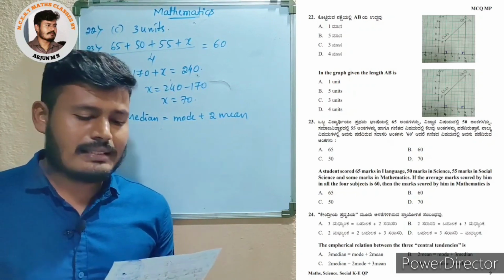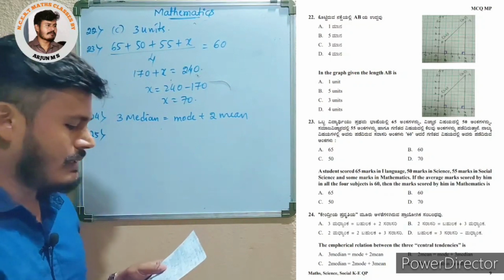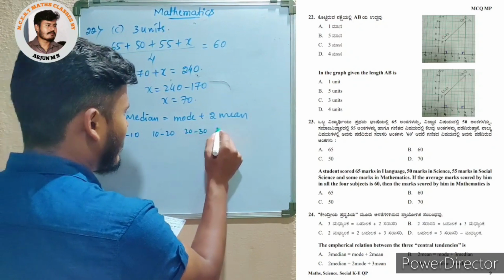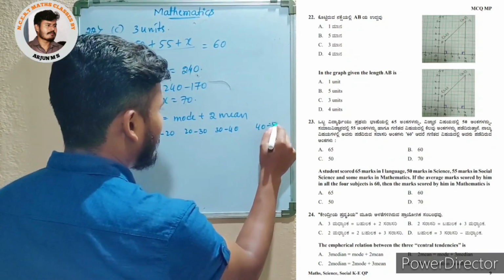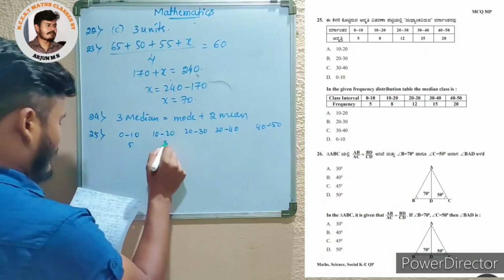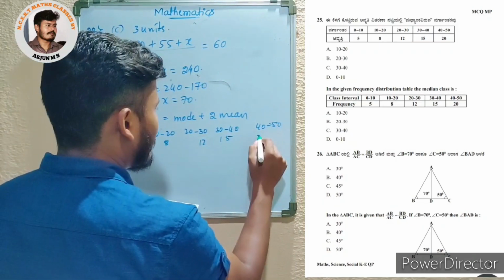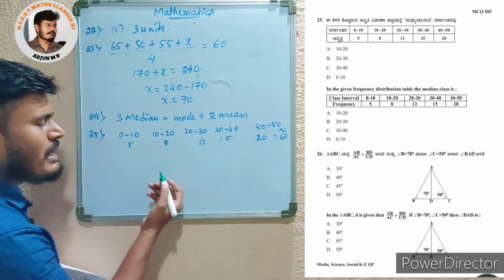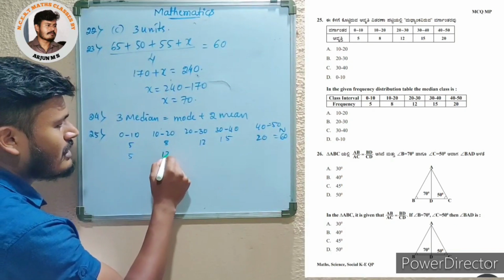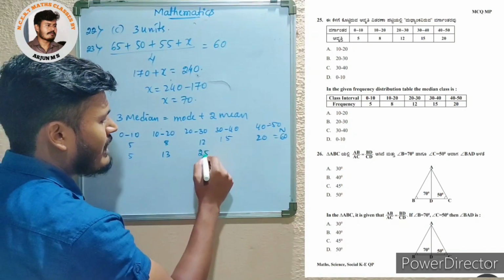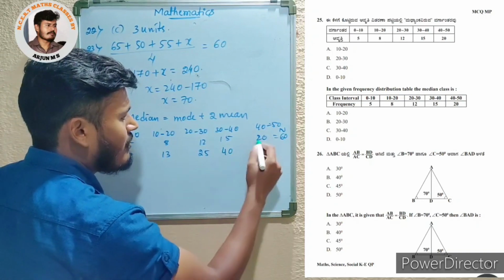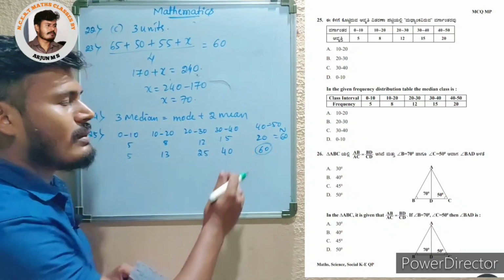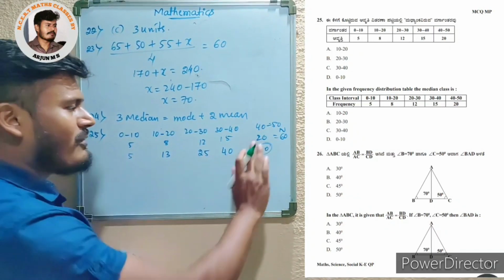Then we are moving on to the 25th question. In the given frequency distribution table, the median class is... They are given here 0 to 10, 10 to 20, 20 to 30, 30 to 40, 40 to 50, right? Then the frequencies are 5, 8, 12, 15 and 20, whose sum is n equal to 60. Then we have to find the cumulative frequency here: 5 plus 8 is 13, 13 plus 12 is 25, 25 plus 15 is 40, 40 plus 20 is 60. Observe that the sum of all frequencies is equal to the last cumulative frequency. That's why the cumulative frequency is correct.